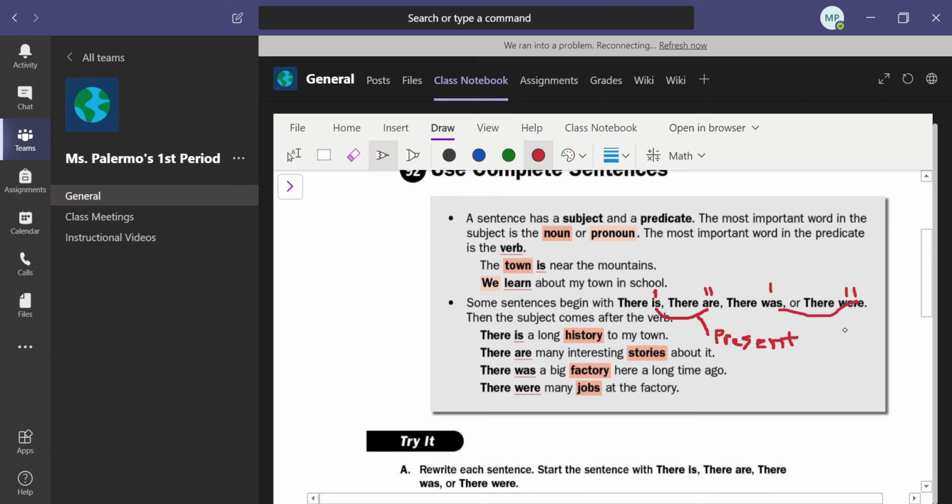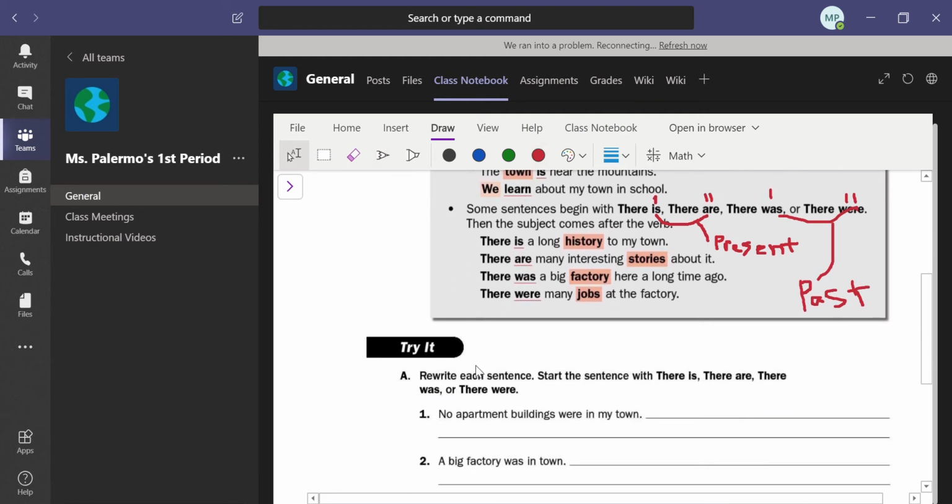So if they're present tense, there was and there were are what? If you said past tense, you are correct. Something that happened before or in the past. All right, that wasn't so bad. You can get used to using the mouse to write this stuff, even though it's kind of weird. So, let's move on. That's the whole lesson, guys.